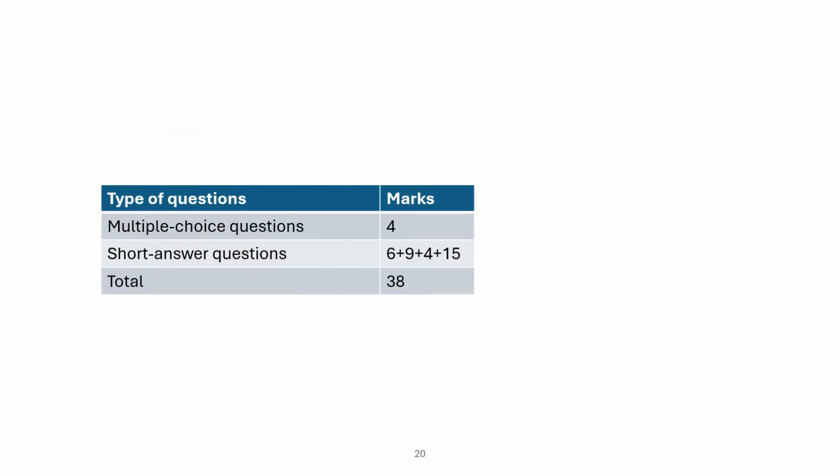In light as a wave, 4 multiple-choice questions are worth 4 marks, and 4 short-answer questions are worth 34 marks. The overall score for this section is 38 points. With a total possible score of 130 points, the percentage for this section is 29.2% of the total score.